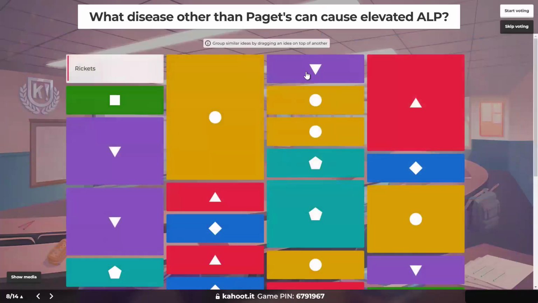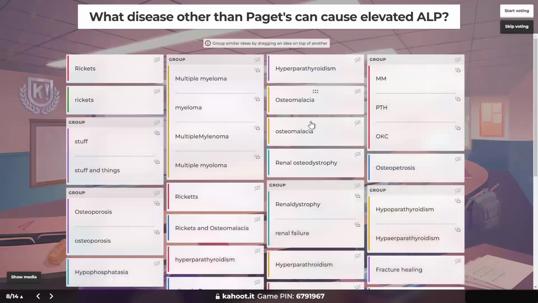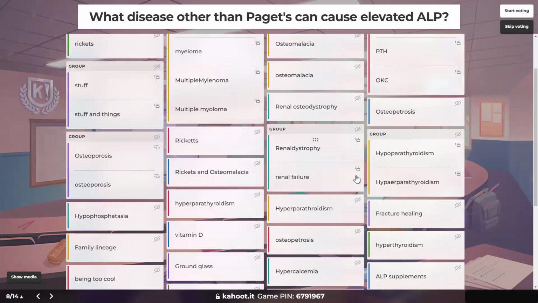Oh, I guess this one you can vote for good answers. Holy cow. Rickets. These are good answers. Multiple myeloma, yes. Those are all grouped together. Hyperparathyroidism, osteomalacia, yes. I believe all of these are correct. I don't know about that one. Maybe if there's enough bone resorption with a quickly growing OKC, but I don't know about that. I don't know about osteopetrosis.